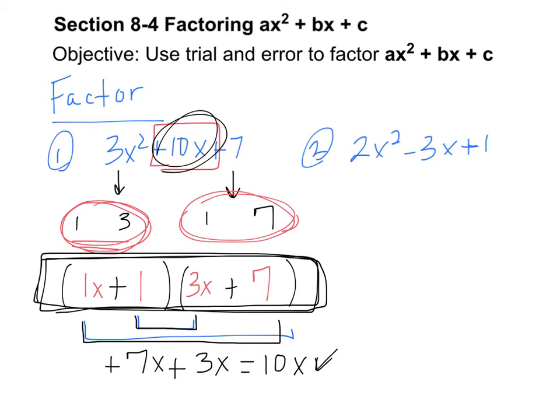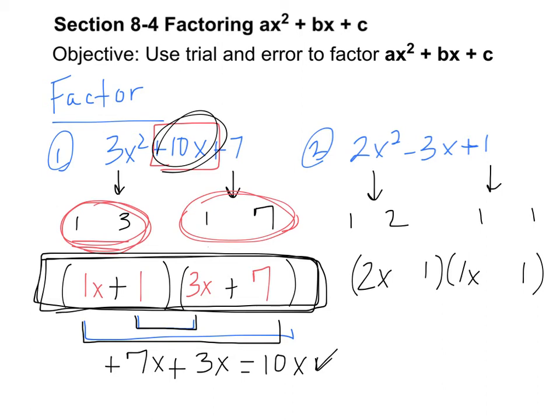Number 2. Starting off again, it's a different type of problem. But that's okay. My factors of 2 are 1 and 2, and my factors of 1 are 1 and 1. So let's go ahead and list them out. This time I'm going to put the 2 here. I'm going to put 2x and 1x. Okay, and my only options are 1 and 1.